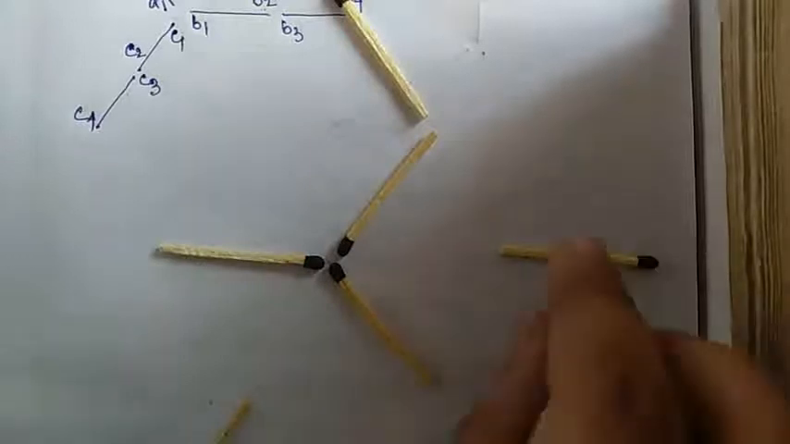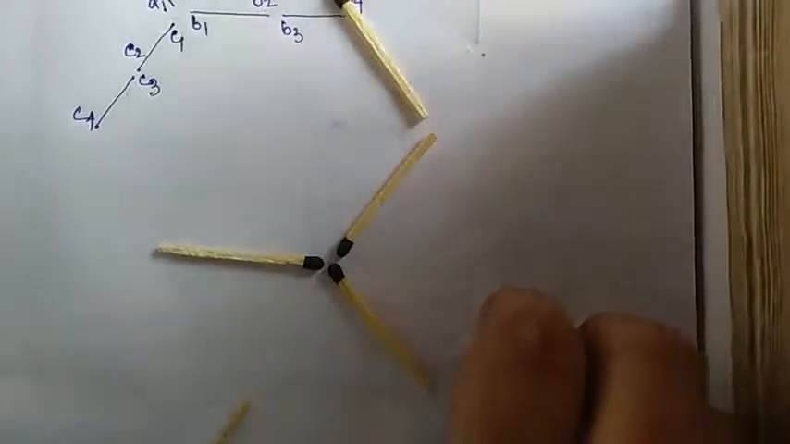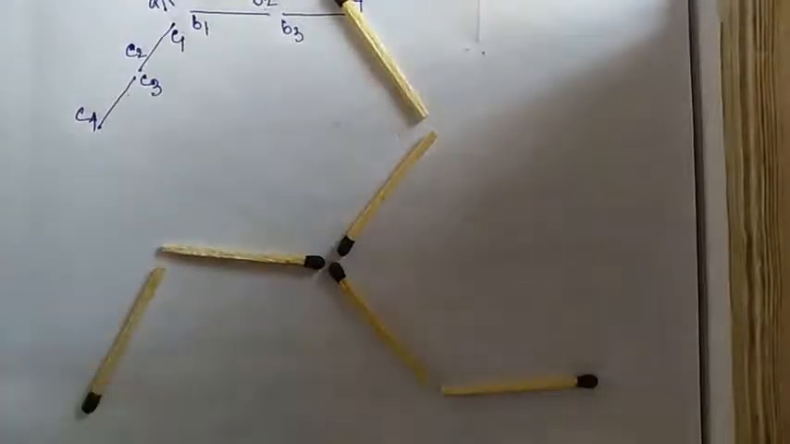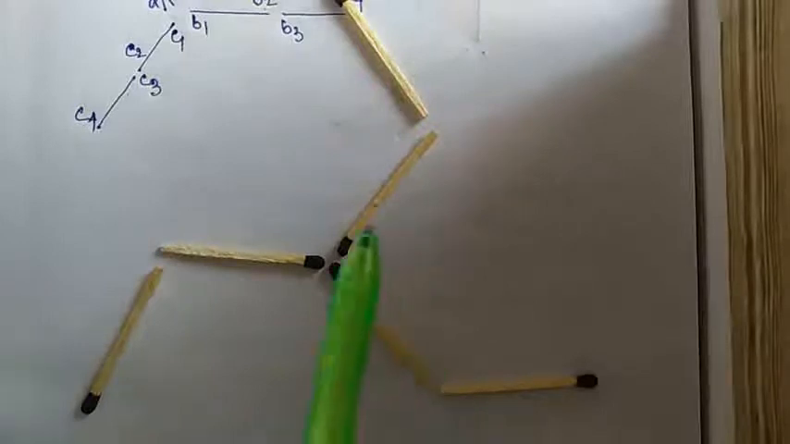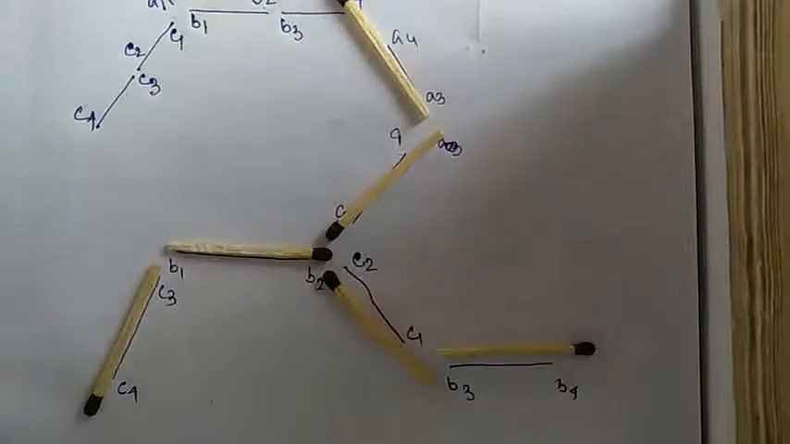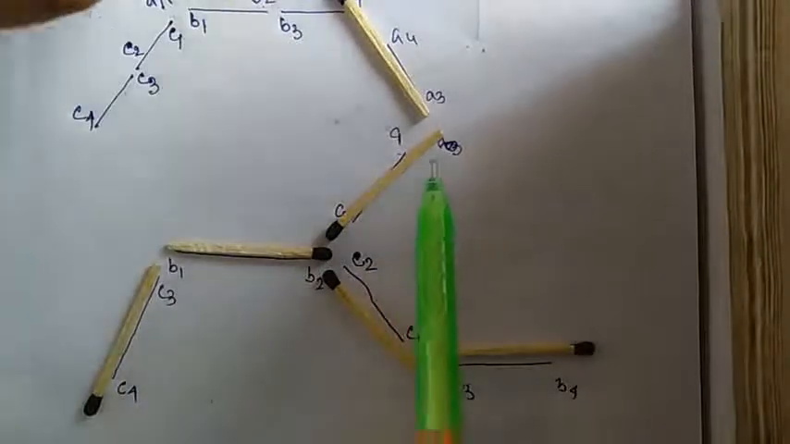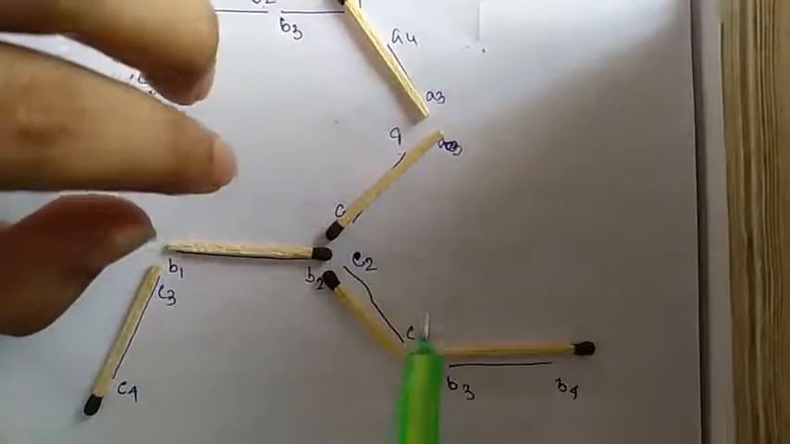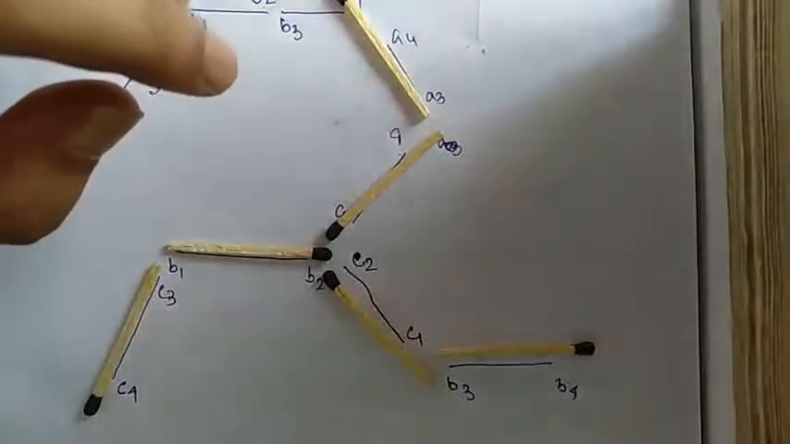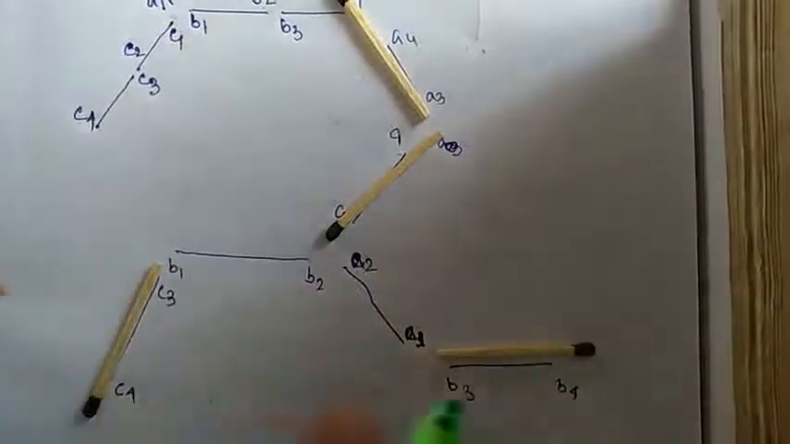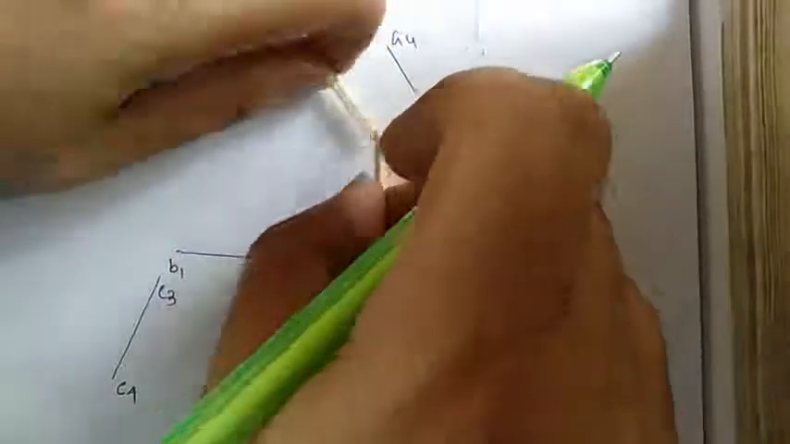This B3, B4 are displaced here, and this C3, C4 are displaced here. Now this is the zigzag connection. As per the terminology, we write here C2, C1. Now the zigzag connection looks like this. So this is your zigzag connection.